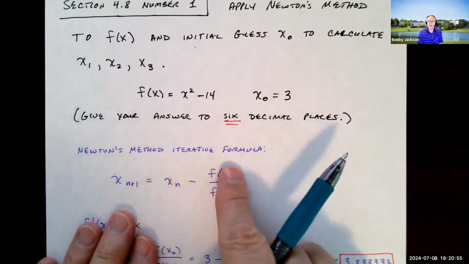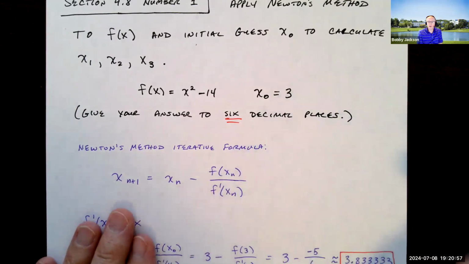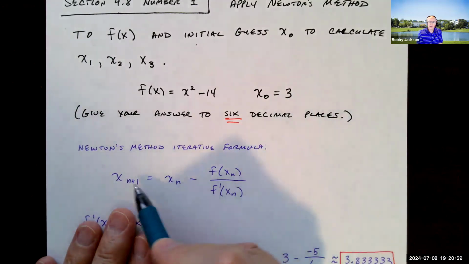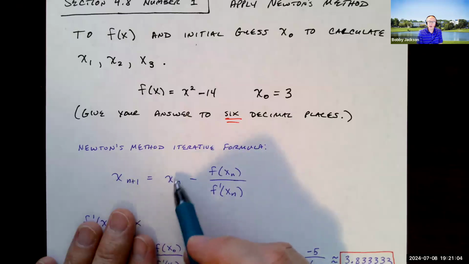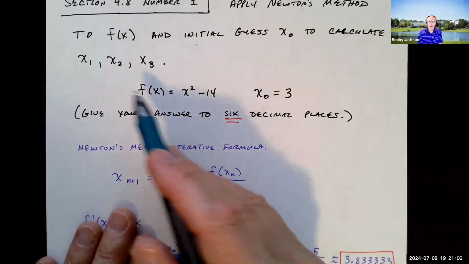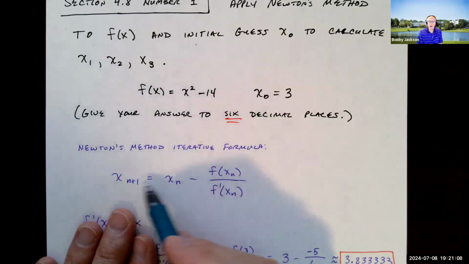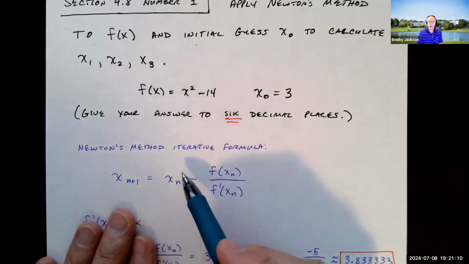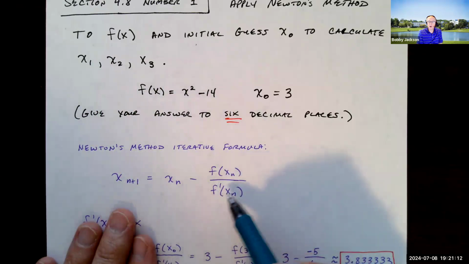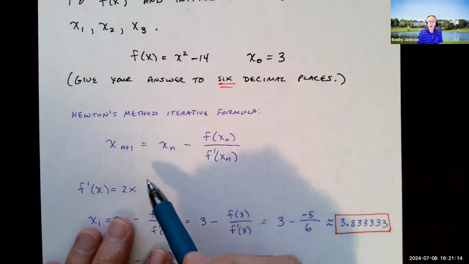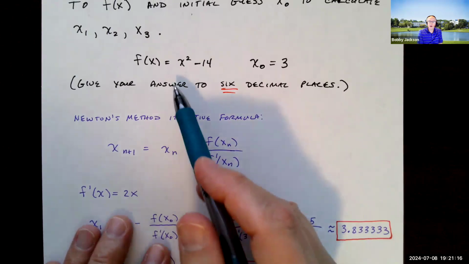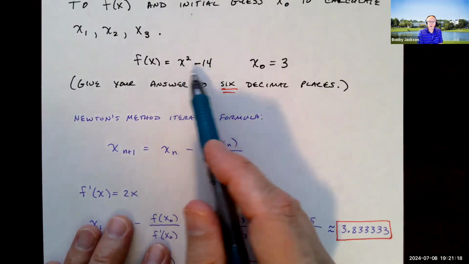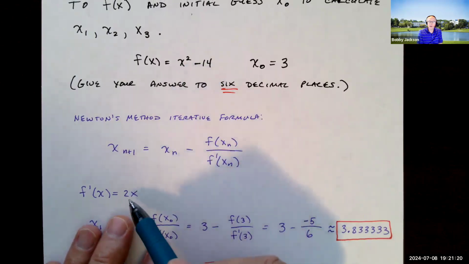Here's Newton's method's iterative formula. I would give that to you, but it's pretty easy to apply, right? To find the next iteration, if I want to find x of 1, I'm going to use x of 0, minus f of x of 0 over f prime of x of 0. So I do need the derivative. Real easy to find the derivative here, right? The derivative of x squared minus 14 is just 2x.